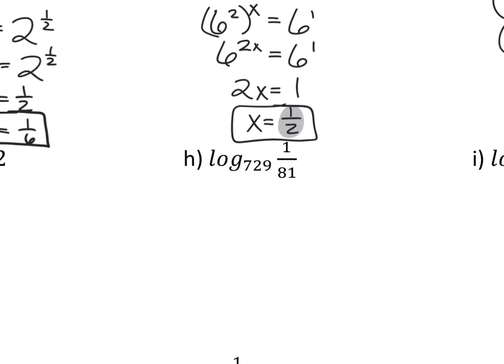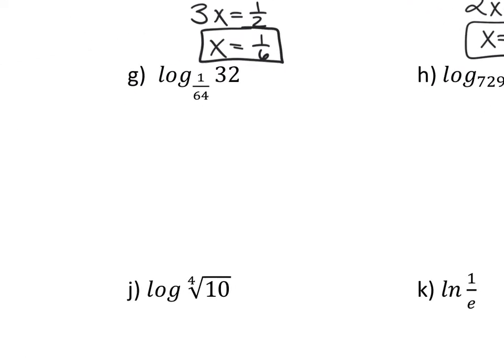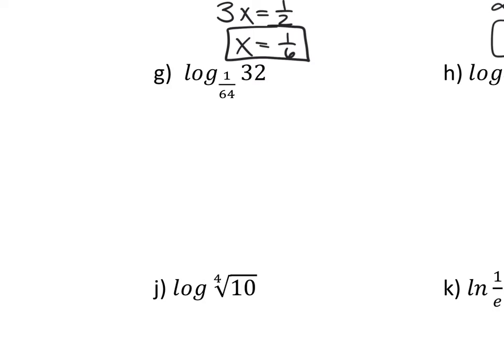Okay, we'll do G together. The numbers I have in G are 1 over 64 and 32. If I do the log loop, the base would be 1 over 64 to the x equal to 32. I need those bases on the left side and right side to end up being the same.